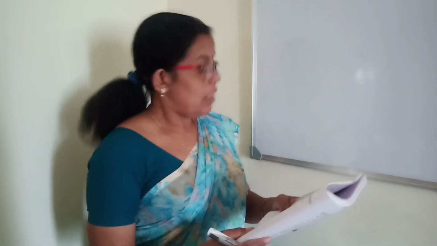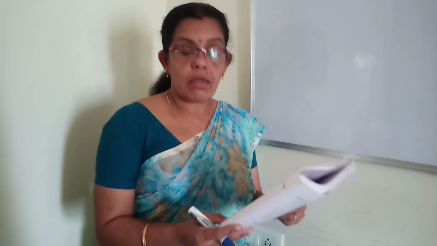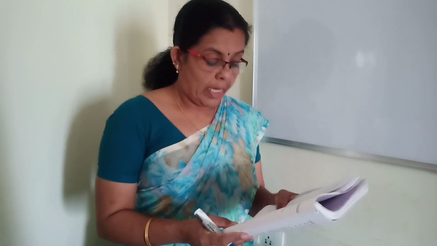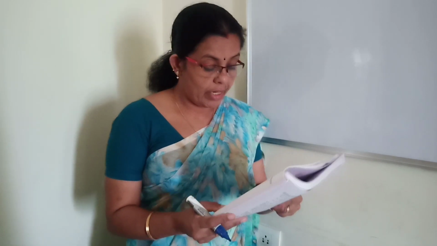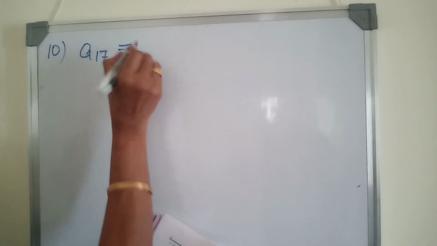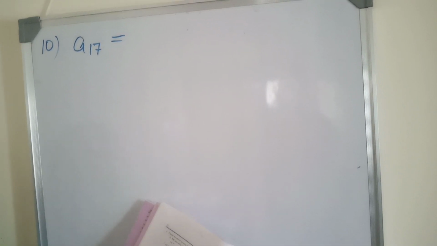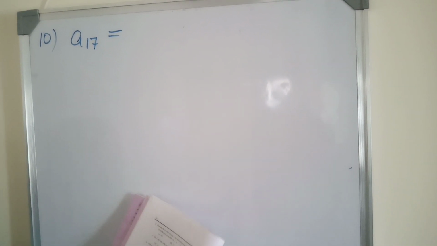Next question. It is the 10th sum. The 17th term of an AP exceeds its 10th term by 7. Find the common difference. 17th term will be denoted by A17. 17th term of an AP exceeds. Wherever exceed comes, we should put equal sign. Exceeds its 10th term by 7. Means 17th term of an AP will be 7 more than the 10th term.